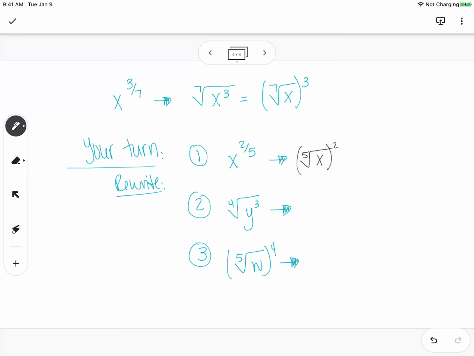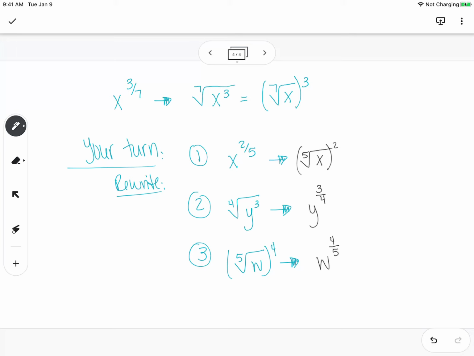Let's see here. The next one, we're going to rewrite this as a rational exponent. So my cubed goes on top of my index. So that is the 3/4 power. And number 3, w is my base, 4 is my exponent, so that is my numerator, and my index is a 5. So that's my denominator. Pretty simple.